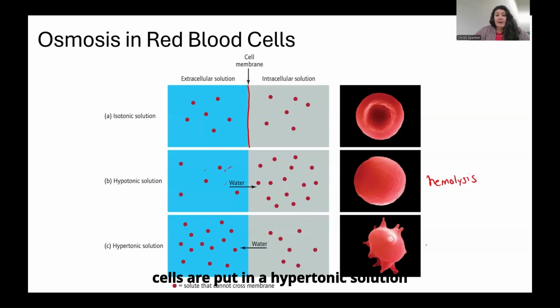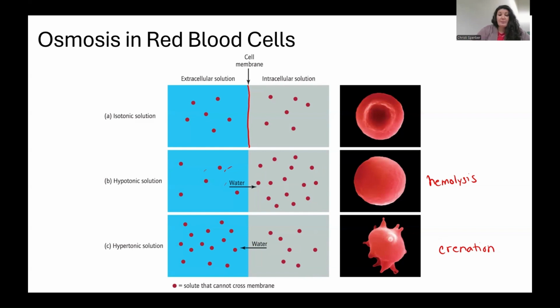If red blood cells are put in a hypertonic solution, where the solution around it has more solutes than what's in the red blood cell, then the water within the cell is going to go to the hypertonic solution and diffuse across the cell membrane. The volume of the red blood cell decreases because the water is leaving it, and this is known as crenation. Both hemolysis and crenation can lead to the deformation and the lysis of red blood cells.